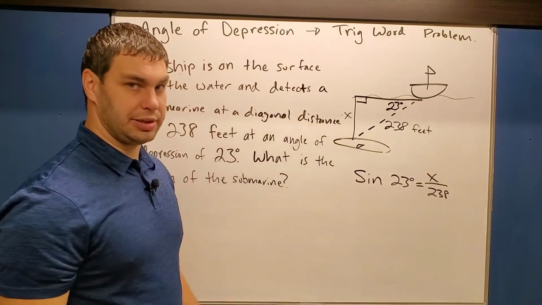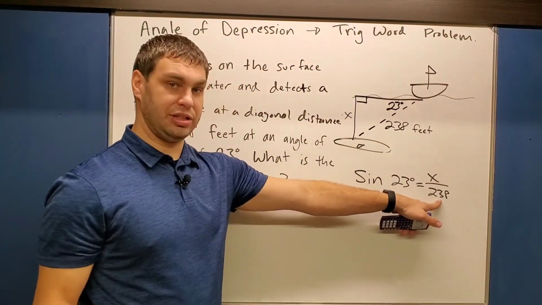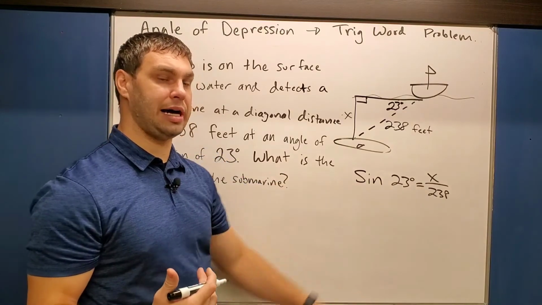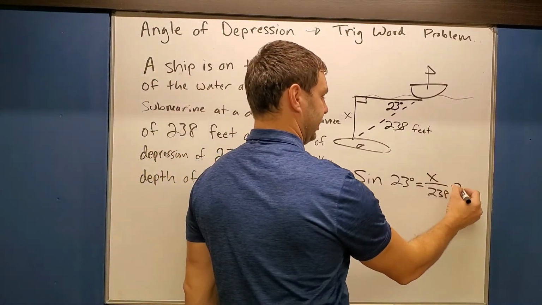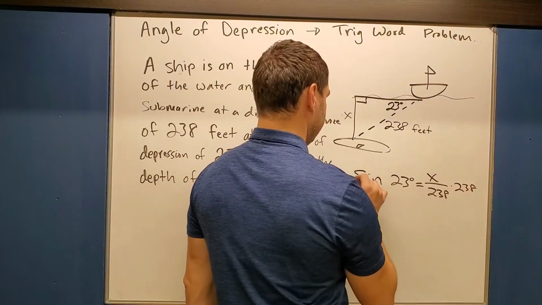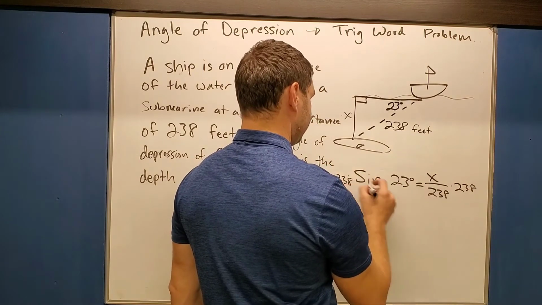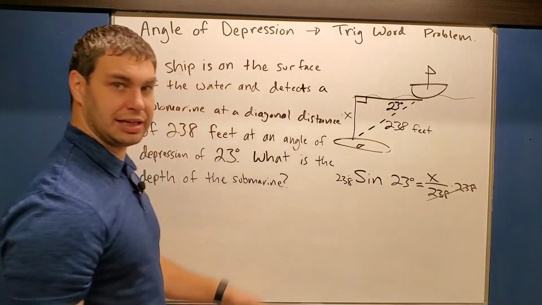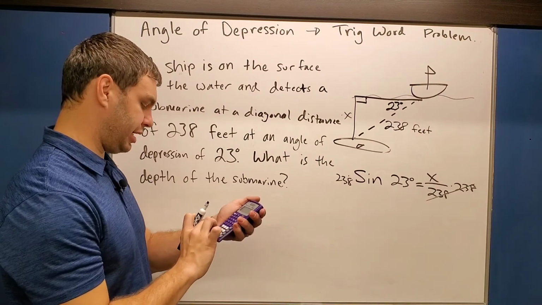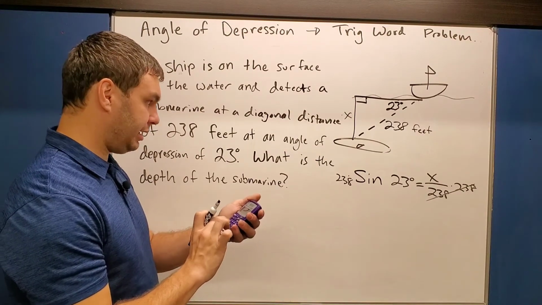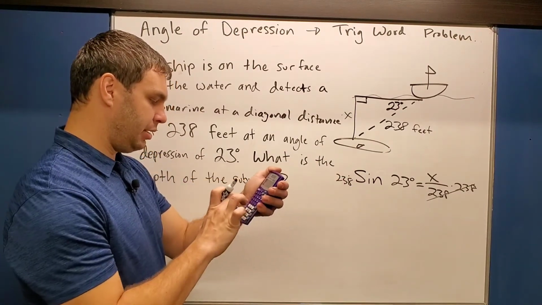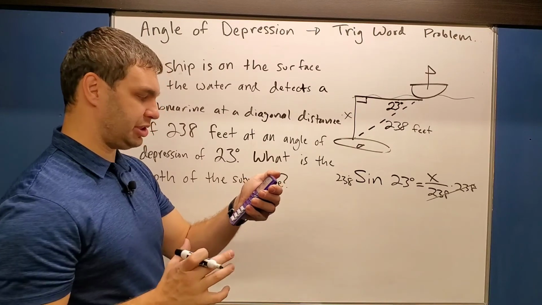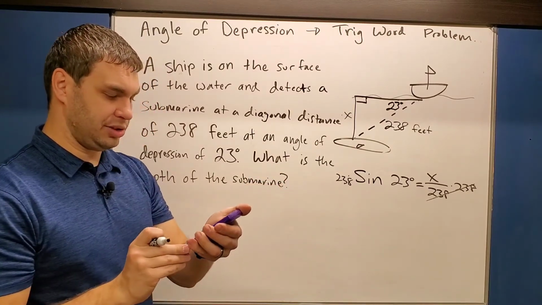Well, this one turns out really nice because they gave us our hypotenuse. We can just multiply by 238 on both sides and our x will be isolated. So times 238, multiply over here by 238. They're going to cancel on the right side. On the left side, just type in the calculator 238 times sine of 23, and this should spit out our answer, which is 92.99.